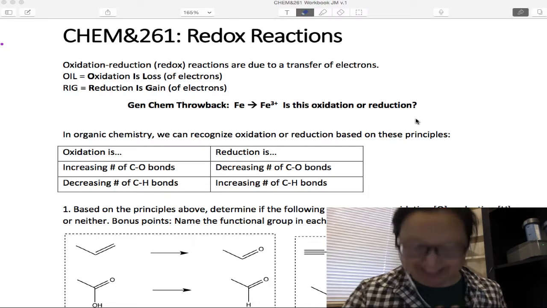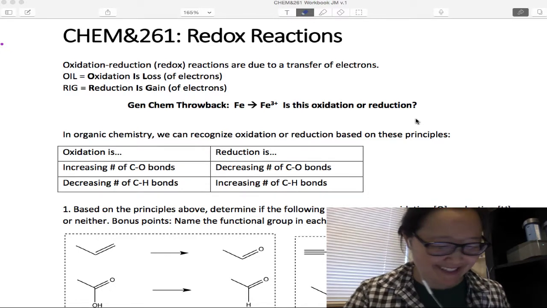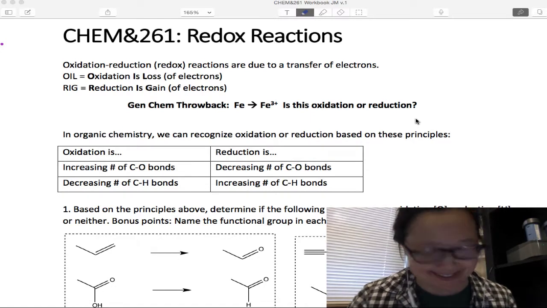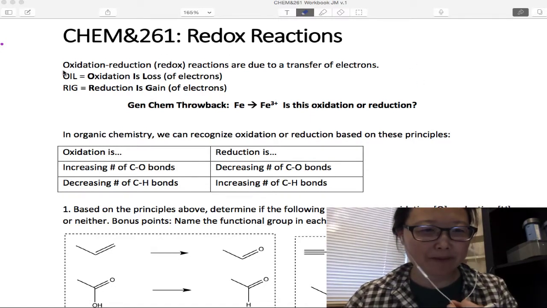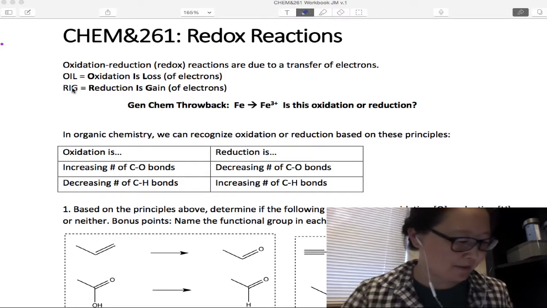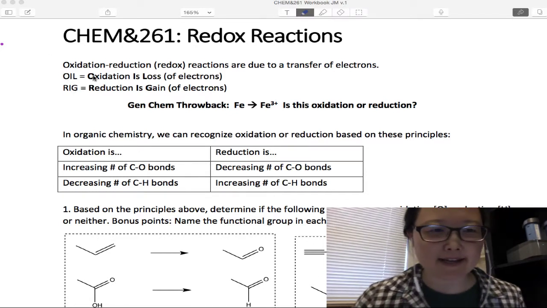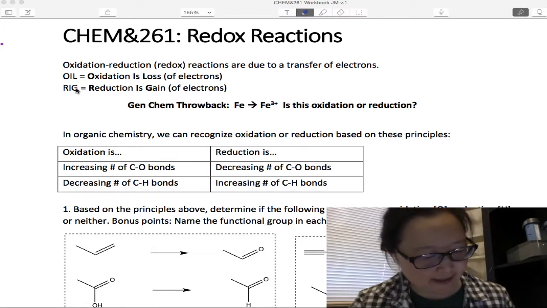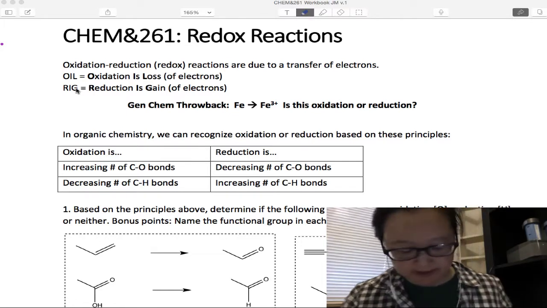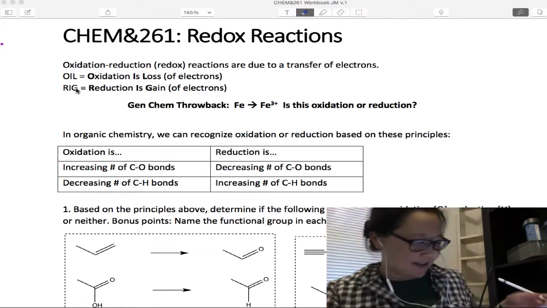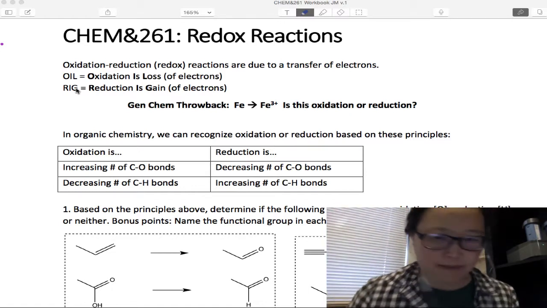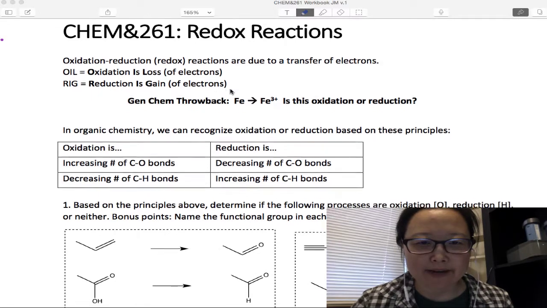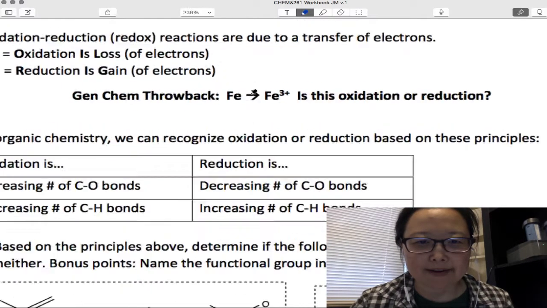All right, guys, congratulations. We are on the last topic for the quarter, and this is on redox reactions. You learned from general chemistry, probably the OIL RIG mnemonic, which is oxidation is loss of electrons and reduction is gain of electrons. Or some people learn LEO the lion says GER. That's another one.